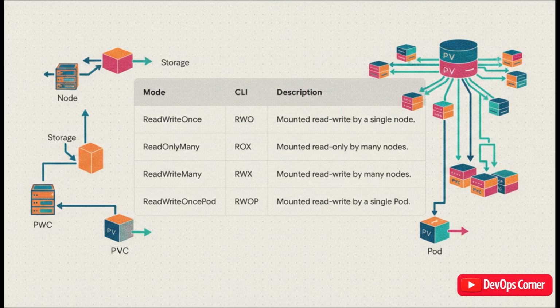Now, a really important part of any claim is the access mode. It basically defines the rules for how that storage can be used. For a database, you'd almost always use read-write once because you only want one thing writing to it at a time. But for something like a shared file asset folder, you might need read-write many, so lots of pods can read and write to the same place. The trick is, the PV and the PVC have to support the same access mode for them to bind successfully.